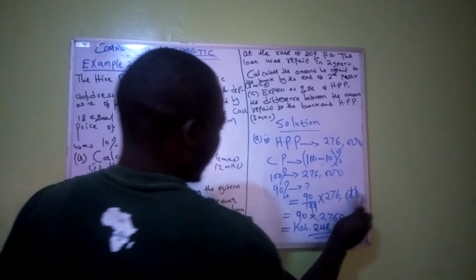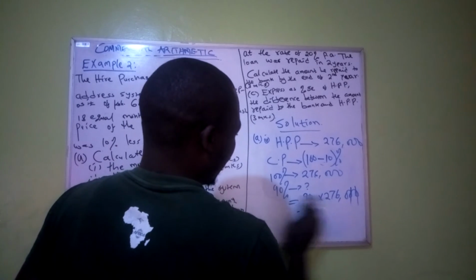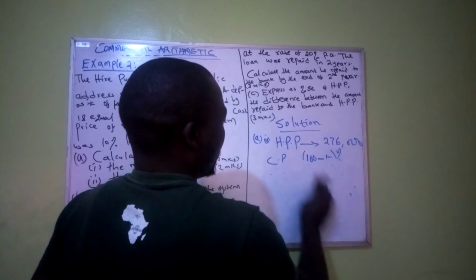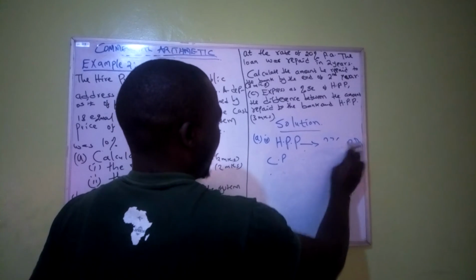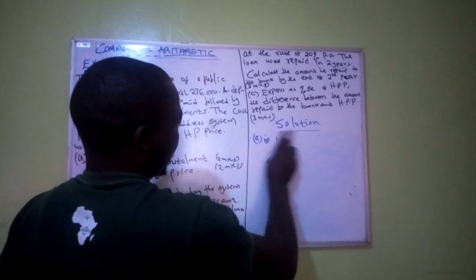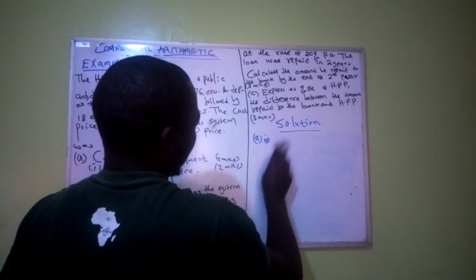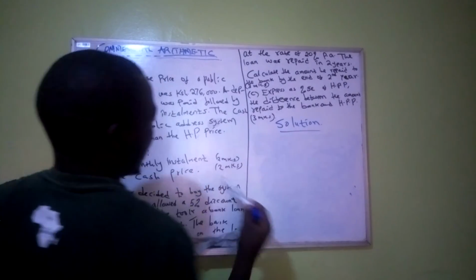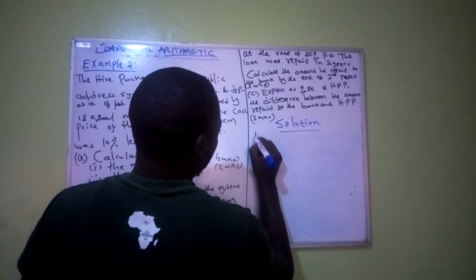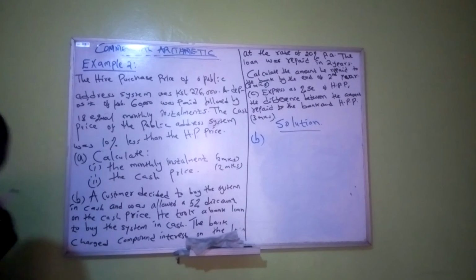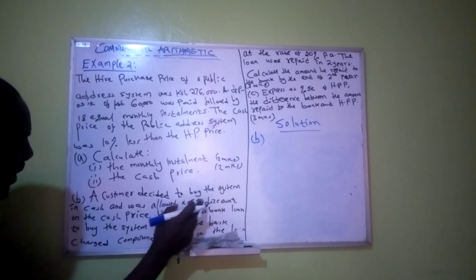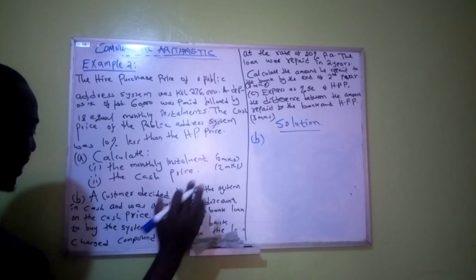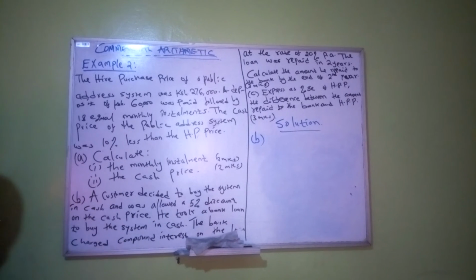We will do away with this one, and this one too. We are headed to part B. Part B says a customer decided to buy the system in cash and was allowed a 5% discount on the cash price.